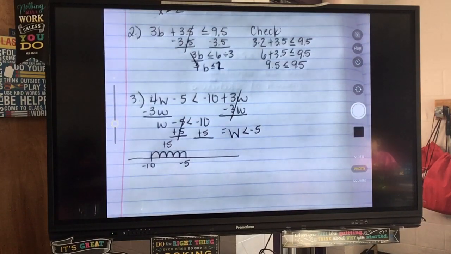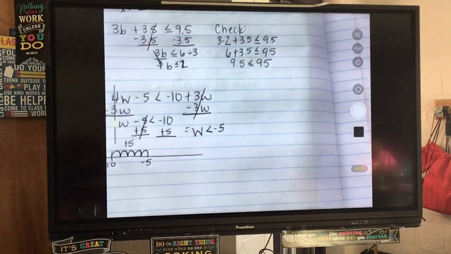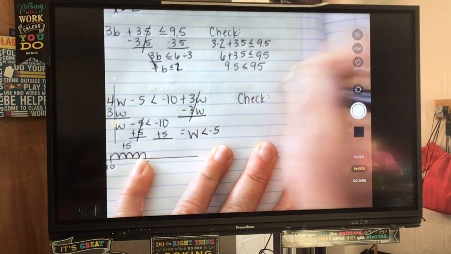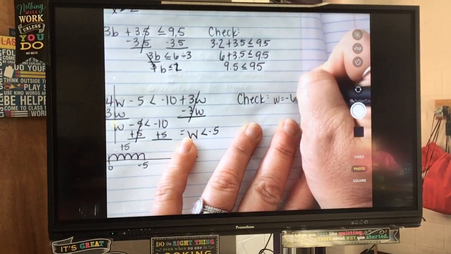Because this is the hard part. How do we check this? If w is less than negative 5, what do I know about my numbers? Can it include negative 5? Cannot include negative 5, but it has to be smaller than negative 5. So can I do negative 6? Alright, so let's go ahead and we're going to check this. And yes, it is negative numbers, do not flip out on me. So w equals negative 6.